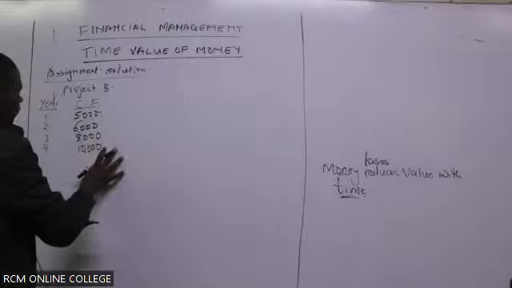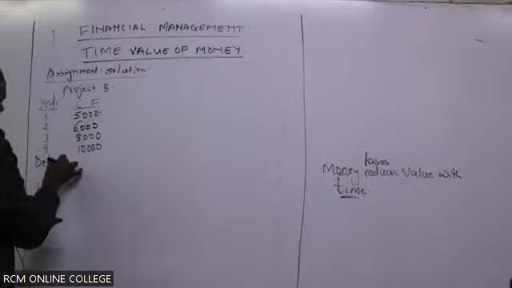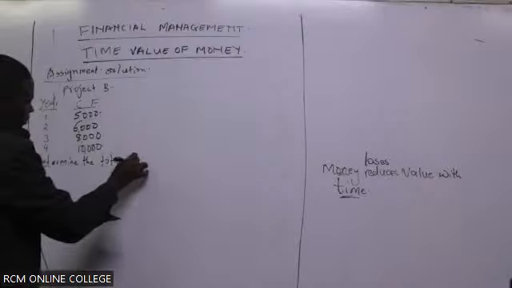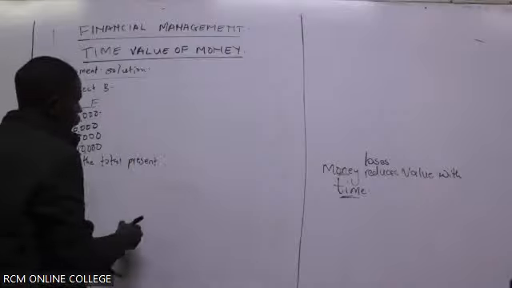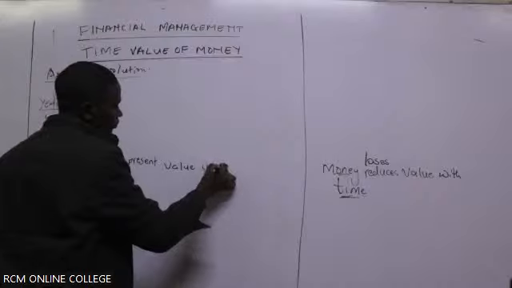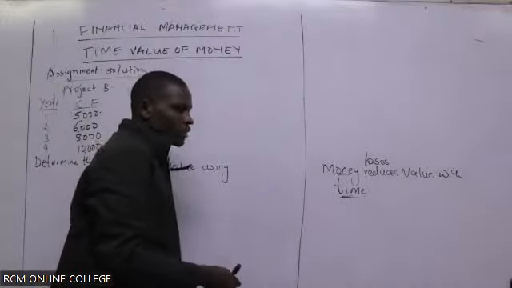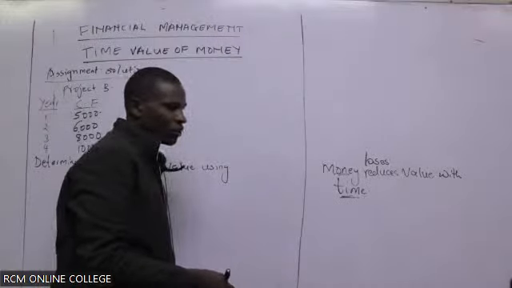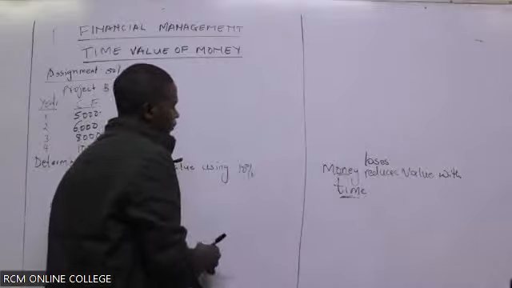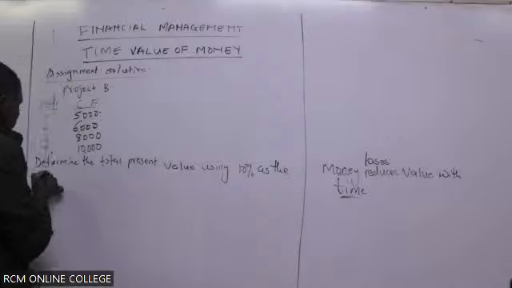So these are cash flows, and you are required to determine the total present value. What was the rate of return, 10% or 13%? 10%. Using 10% as the required rate of return.